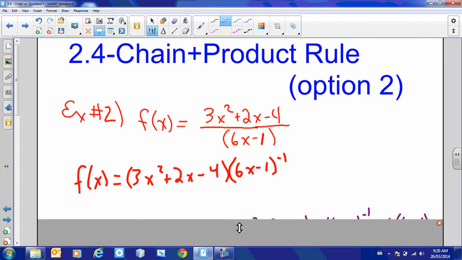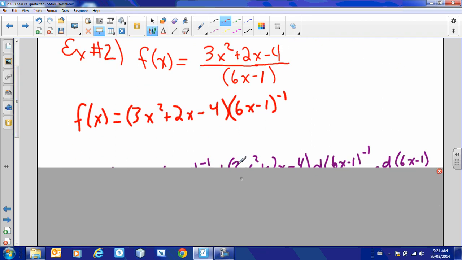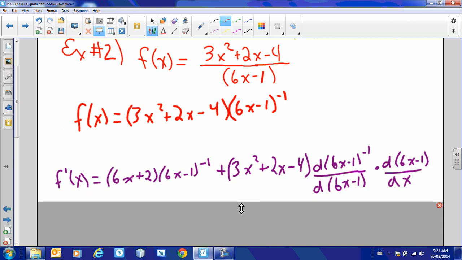That's how we handled our derivatives at the very start. If we had divided by x squared or something, we rewrote it as x to the -2. And so same idea here. We can rewrite the question as a multiplication. The denominator now has a negative exponent. And so the process will be basically using product rule. I'm taking the derivative of the first term here, getting the 6x plus 2.